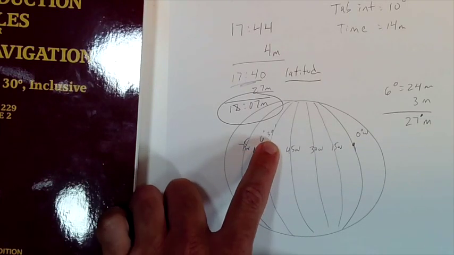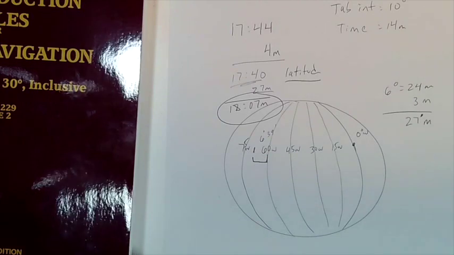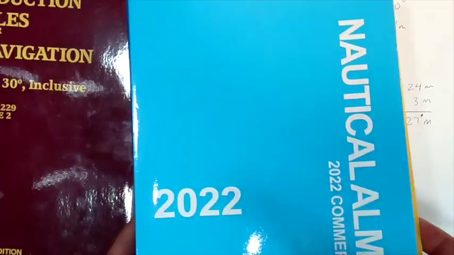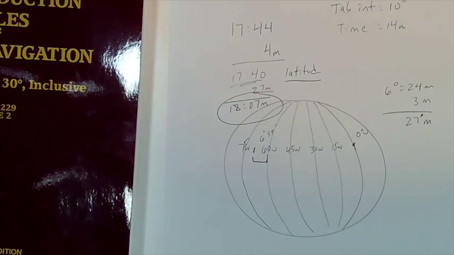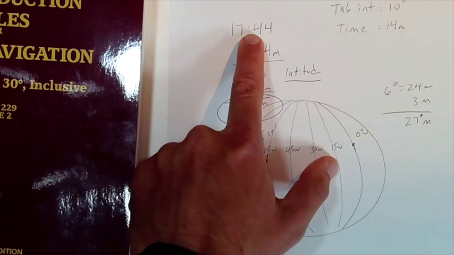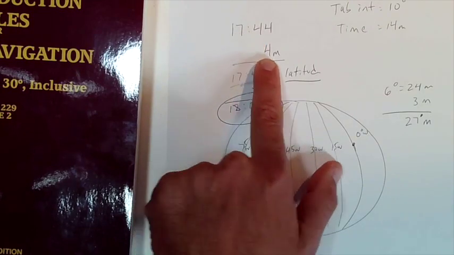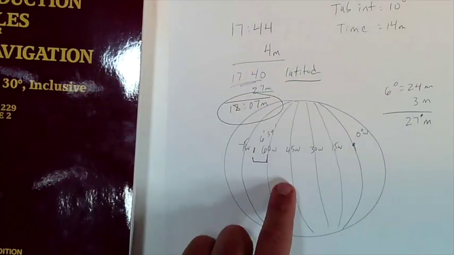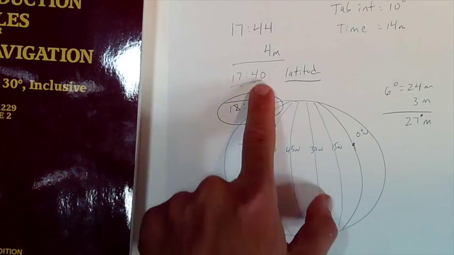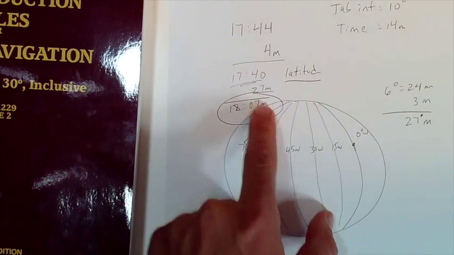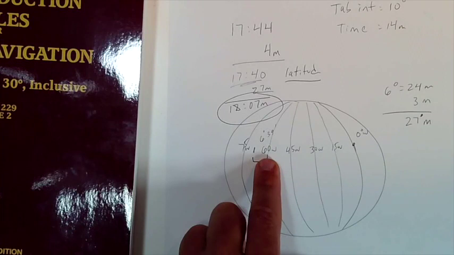So to recap that process, I'm going to look in the Nautical Almanac for the standard time of sunrise or sunset or civil twilight. In this case, it was 1744. I adjusted it by 4 minutes because I was a little north of the standard latitude. Then I adjusted it by 27 minutes because I was a little west of the standard longitude.